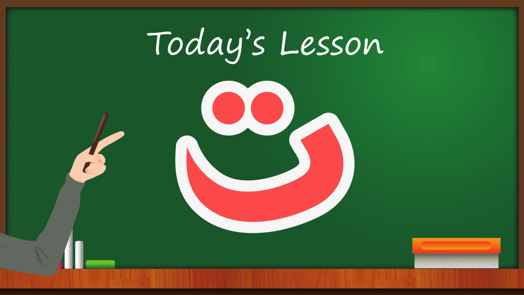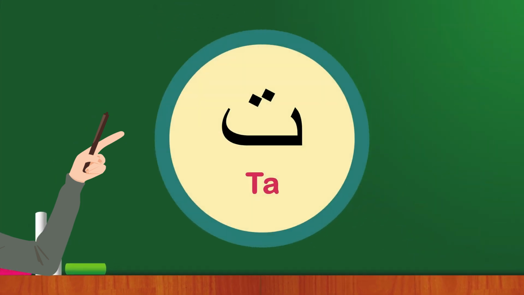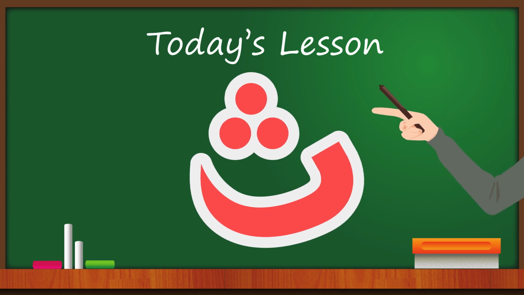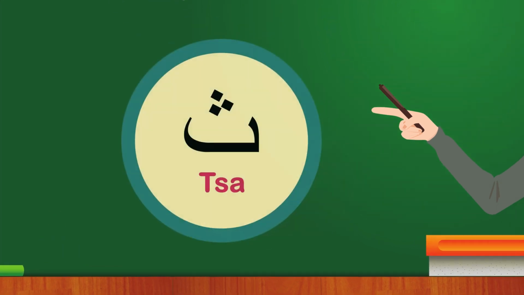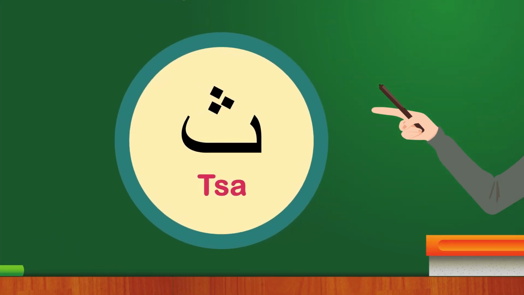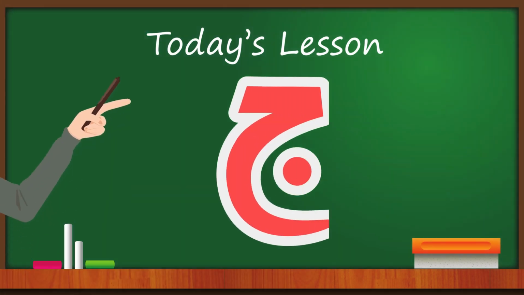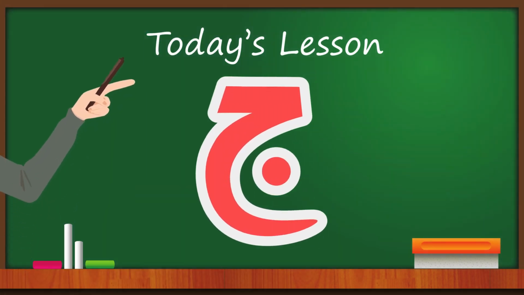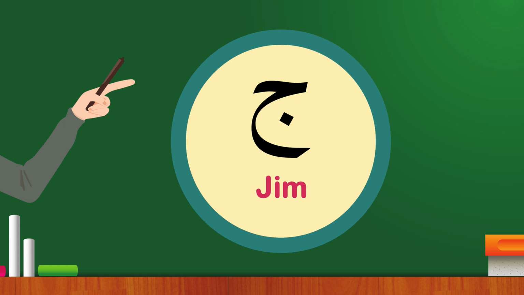Ta. Can you say ta with me? Ta. Tha. Can you say tha with me? Tha. This is Jeem. Can you say Jeem with me?